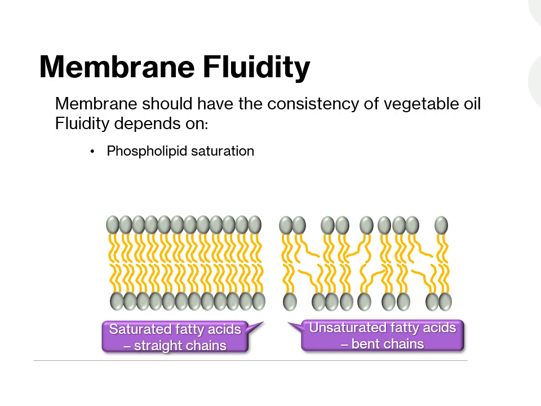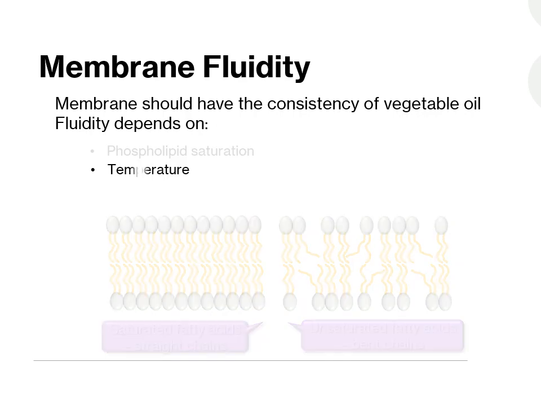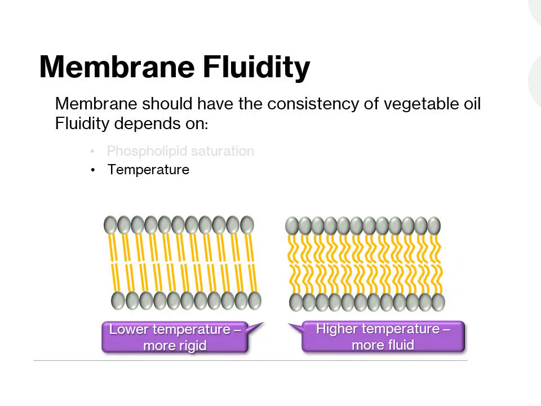You can think of this as being like the difference between butter, which is solid, and olive oil, which is liquid. The second factor regulating fluidity is temperature. Similar to saturation, lower temperatures will make the membrane more rigid, while higher temperatures will make the membrane more fluid.